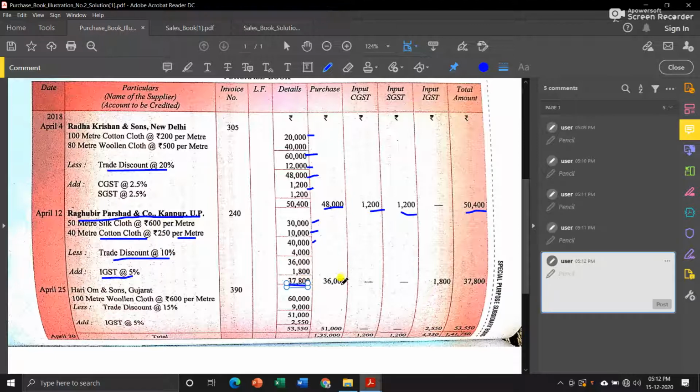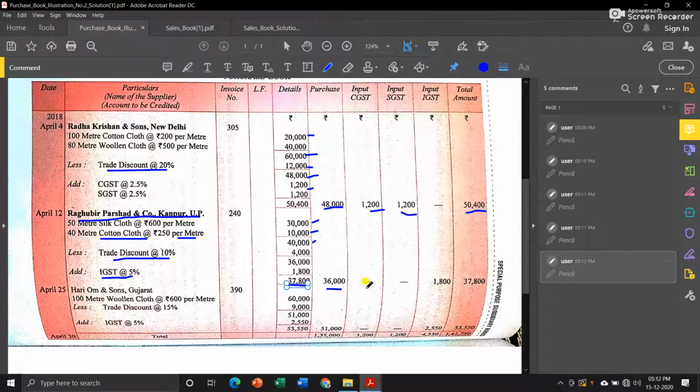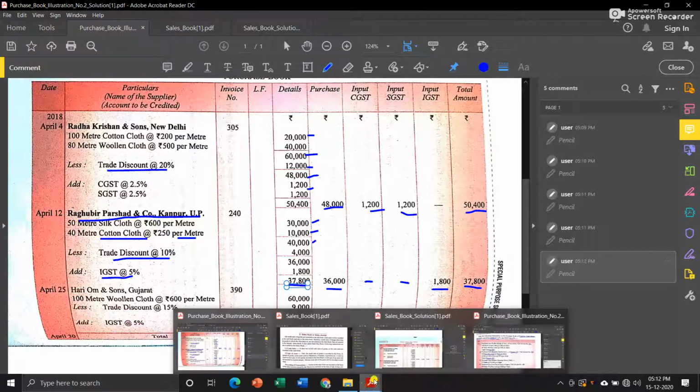Now in the individual column we will write the amount after deducting trade discount. Then since we don't have SGST and CGST in this transaction, we will leave these two columns blank, and in the IGST column we will write 1,800, and at the last total amount we have 37,800.